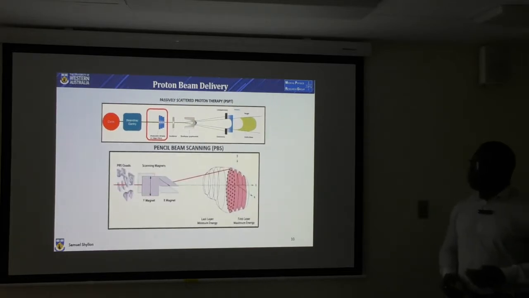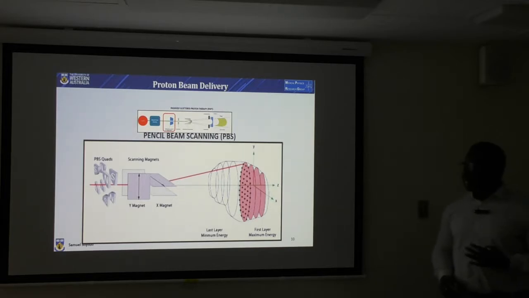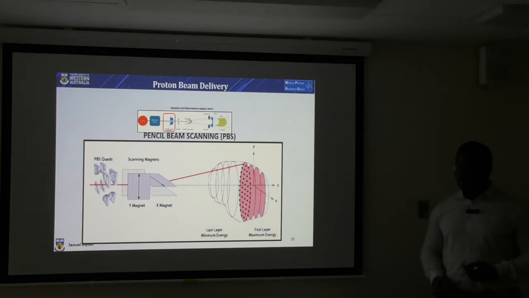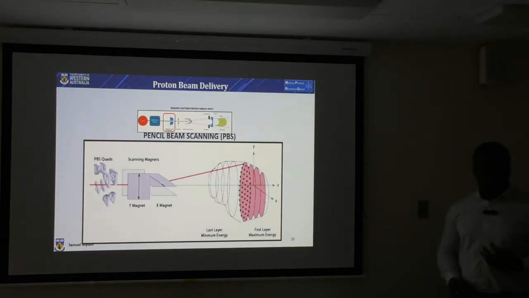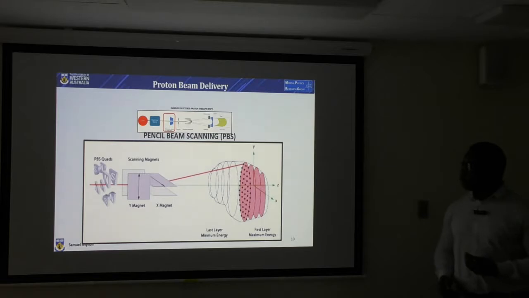This is being replaced by pencil beam scanning, which uses magnets to control the lateral, the X and Y direction of the beam, and controls the Z direction by changing the energy of the protons, and controls the dose deposition by controlling the intensity of the protons. So by controlling these three factors, we're able to achieve high conformity of the dose to the tumor.